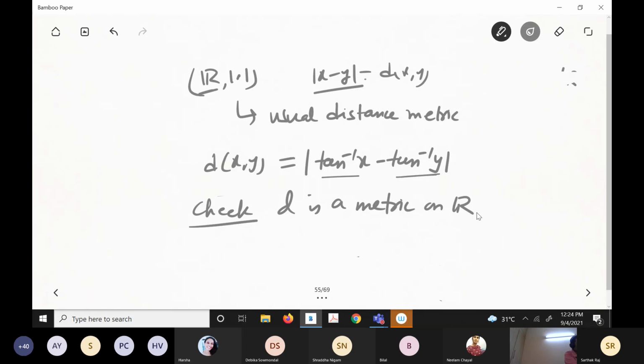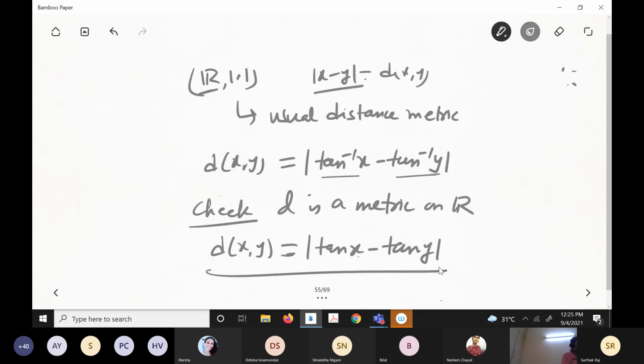Look, this is not the usual metric, though I am defining it through the usual metric. In fact, one metric can give you another metric. That's a very simple thing. So check this is a metric. In fact, you could think about whether this is also a metric. You may ask why I have taken arc tan. Okay, I could take this thing also. Check that if it is a metric.